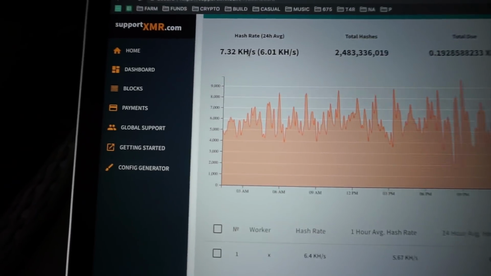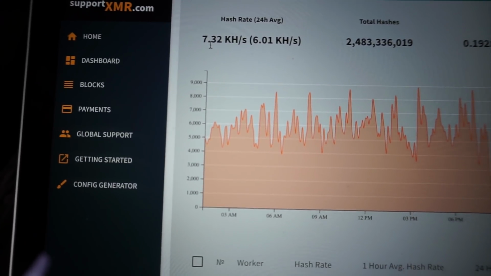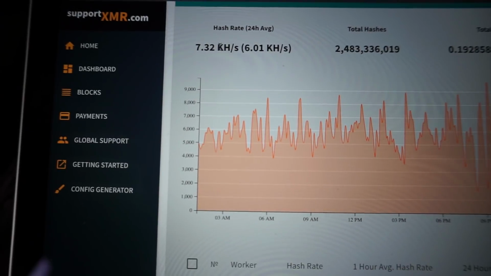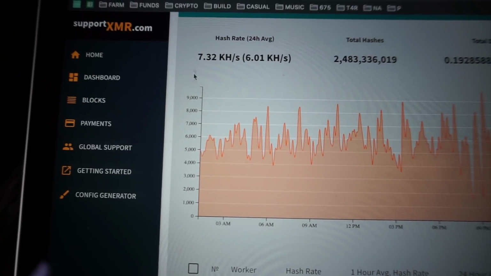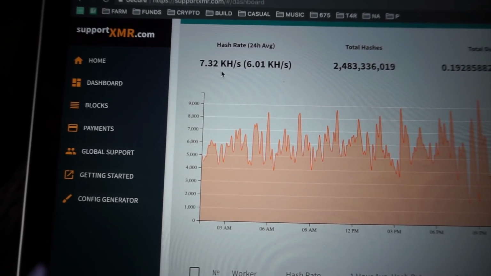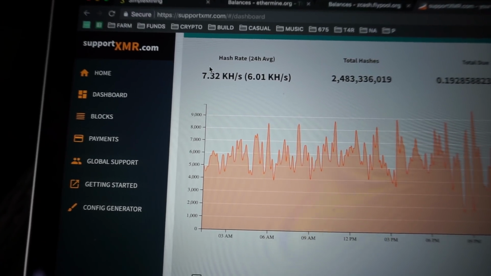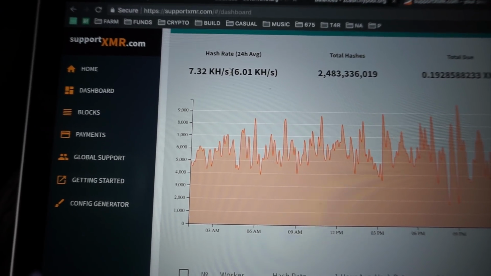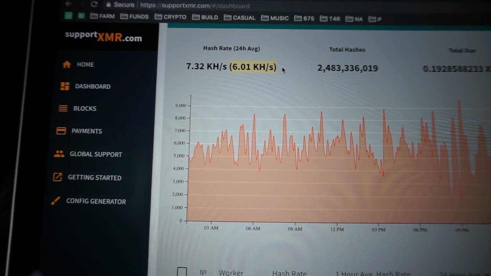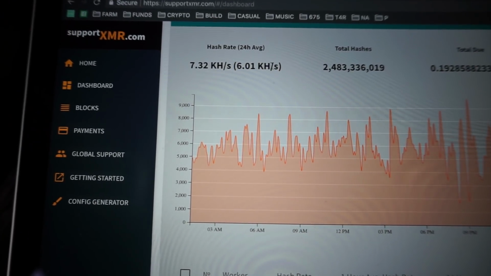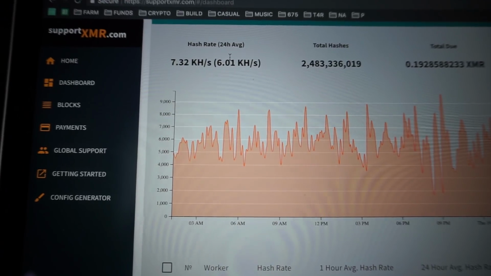As you can see here, my current hash rate is at 7.32 kilohashes. This will fluctuate. I've seen it go up to 11. I've seen it go down to like 4. But the good thing is the 24-hour average is close to the reported hash rate.